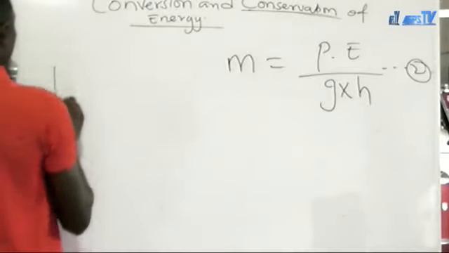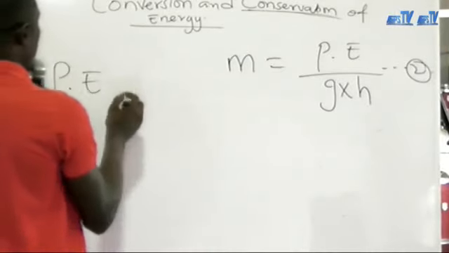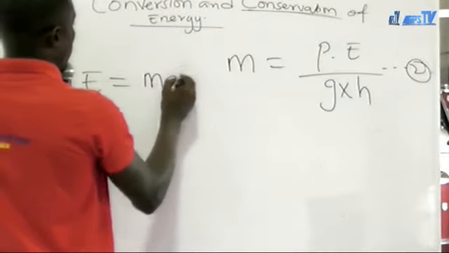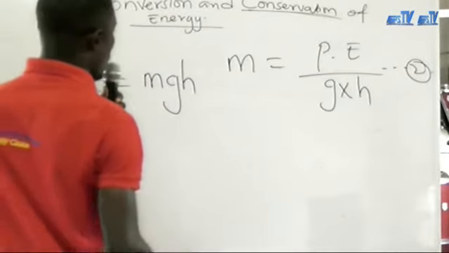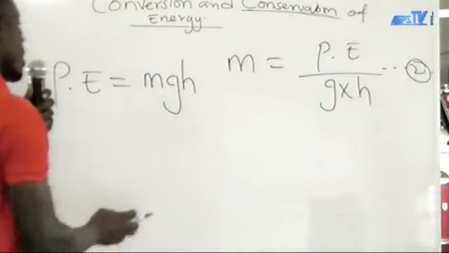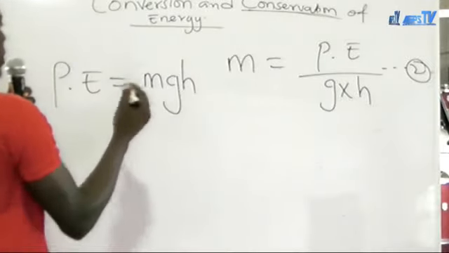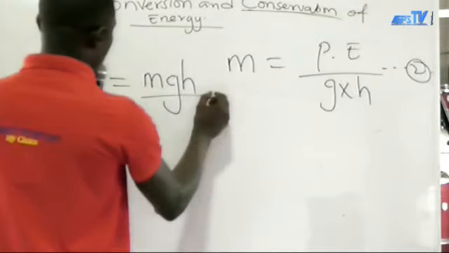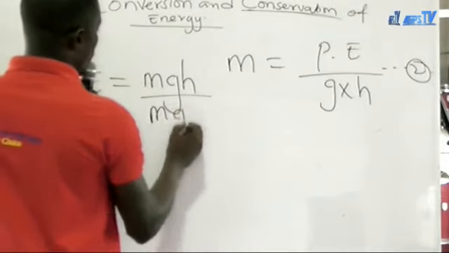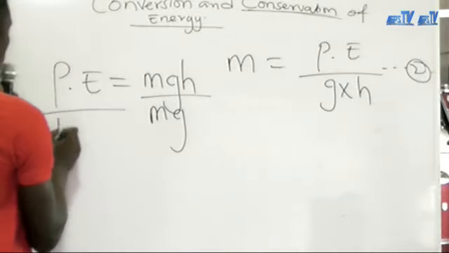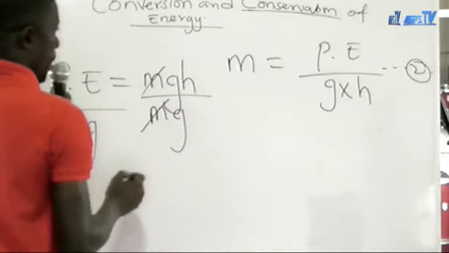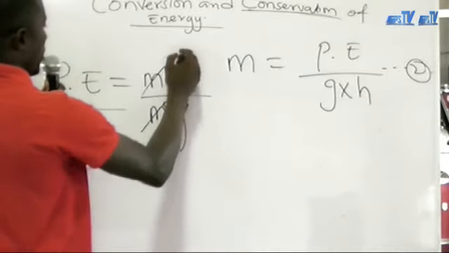So you write down your formula again. PE, this one is the original formula. PE is equal to mass times the gravity times height. So here, you are looking for the height. So you have to make H the subject. You can make H the subject by dividing both sides by the mass times the gravity, so that this M will cancel this M, G will cancel G, leaving the H.